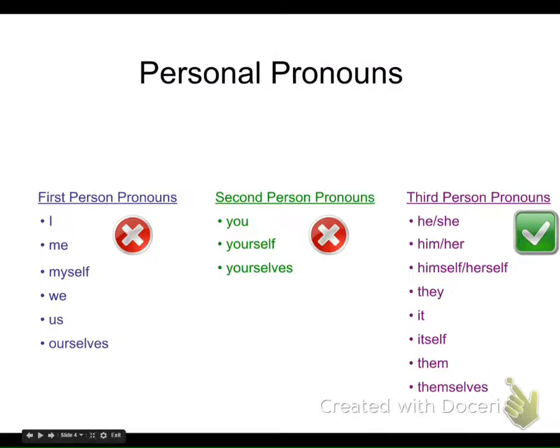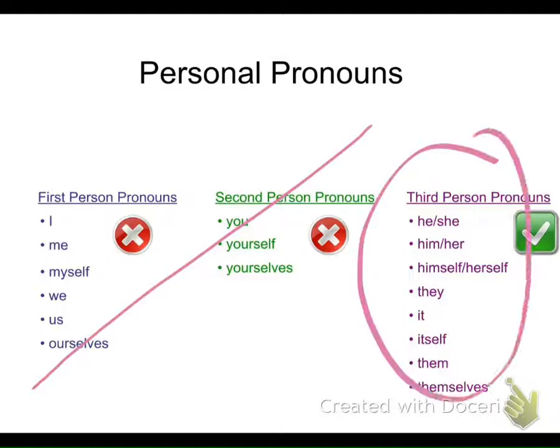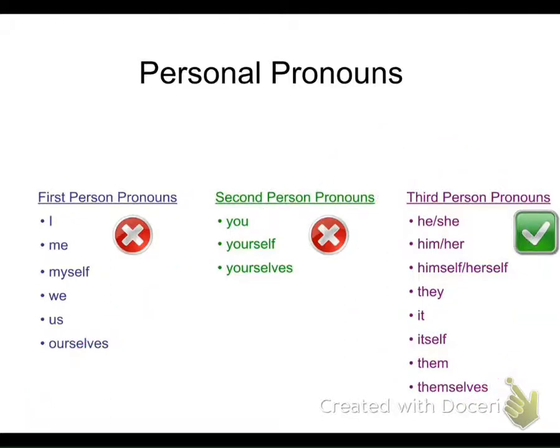So now we have first person pronouns, second person pronouns, and third person pronouns. And in our literary essays, we want to avoid using first person and second person pronouns. We only want to focus on third person pronouns. So some of your third person pronouns are he, she, him, her, himself, herself, they, it, itself, them, and themselves. And what I want you to do is take the time to fill out your charts that can go in your writer's notebook. That way you have a list of these pronouns that you know that you need to avoid, as well as the ones that you need to use.